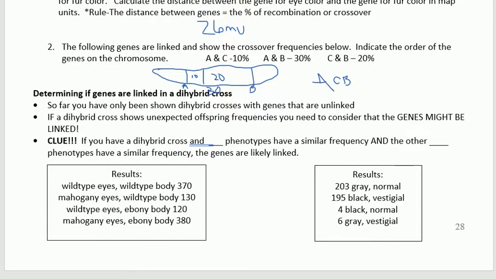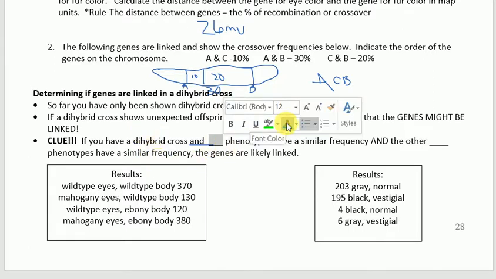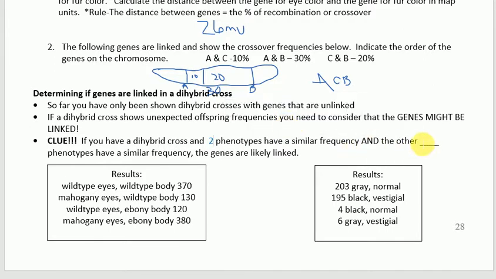So we need to be able to determine if genes are linked in a dihybrid cross. We've only looked at dihybrid crosses with genes that are unlinked. So if a dihybrid cross shows unexpected offspring frequencies, you need to consider that the genes could be linked. So there's a big clue. If you have a dihybrid cross and there are two phenotypes and they have similar frequencies, and the other two phenotypes have a similar frequency, then the genes are likely linked.